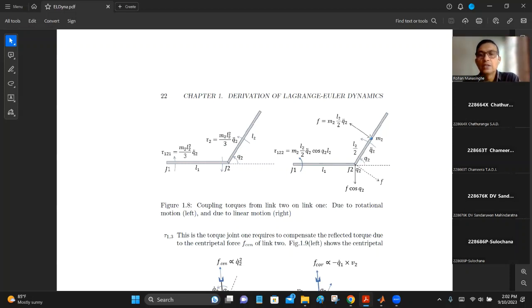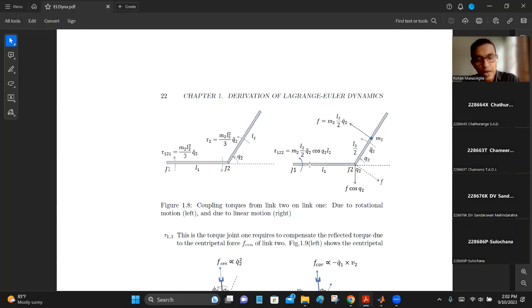So if you look at the center, the distance from the joint is L2 by 2, and the angular acceleration is Q2 double dot. So the acceleration at the center is the product of these two, right? L2 by 2 times Q2 double dot. You can see it over here, right? So the mass is M2, so it requires this force. So there's this force at the center of link 2. All right. Now this force is also felt by link 1 at the end.